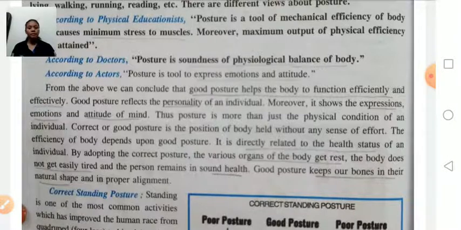This is posture. For physical education, the meaning of posture is different, for a doctor the meaning of posture is different, and for actors the meaning of posture is different. So we can conclude from these definitions that posture helps the body to function efficiently. It also reflects the personality of the individual. It helps to express your emotions, expressions, attitude, etc. This is posture.